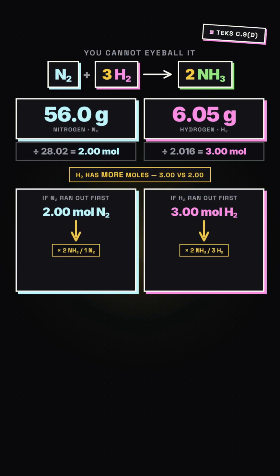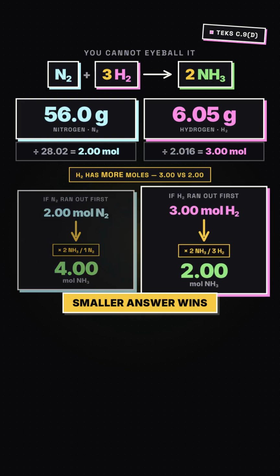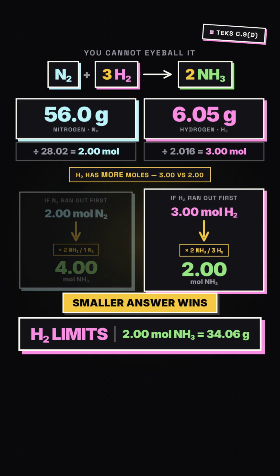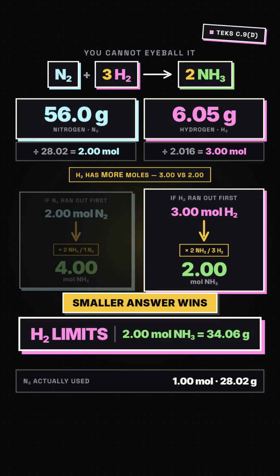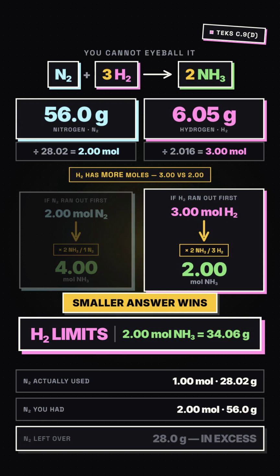Nitrogen says 4 moles of ammonia. Hydrogen says 2. Whichever gives you less is the one that runs out first. Hydrogen limits. 2 moles of ammonia, 34 grams. And it only ever used 1 mole of the nitrogen, so 28 grams of nitrogen never reacts at all.